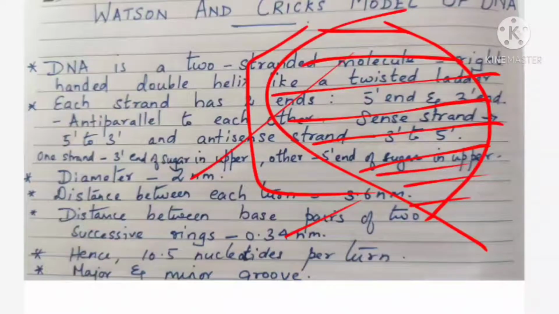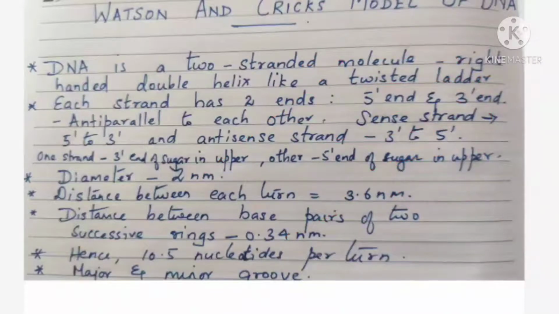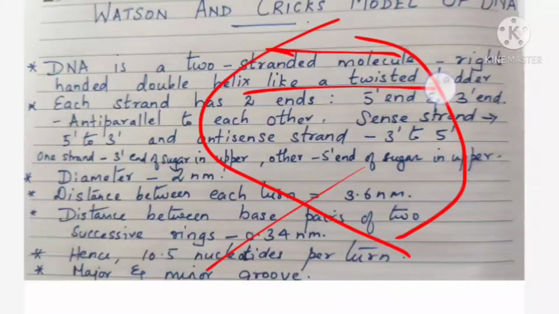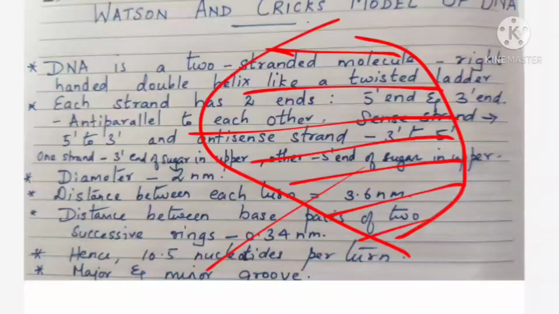Okay. So the distance of each turn is 3.6 nanometers. The distance between each base pair is 0.34 nanometer. Hence, 10.5 nucleotides will be there. I am making it clear once again. Each turn, how much distance? 3.6 nanometers. Between two base pairs, how much distance? 0.34 nanometer. So how many base pairs will be present in one turn? Around 10.5 base pairs.